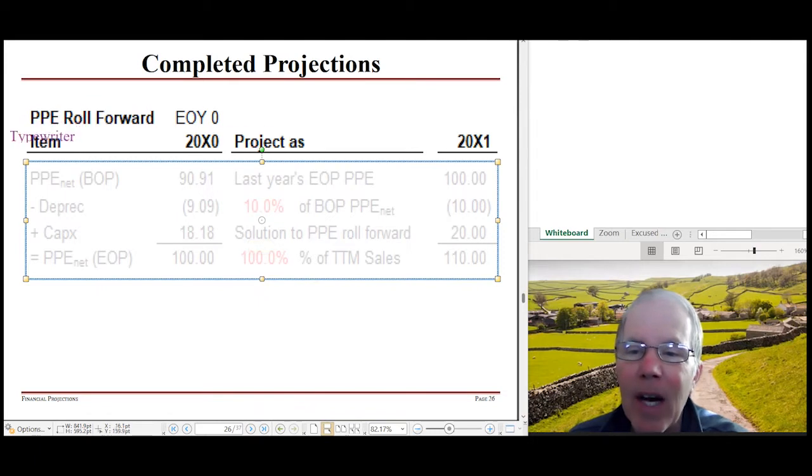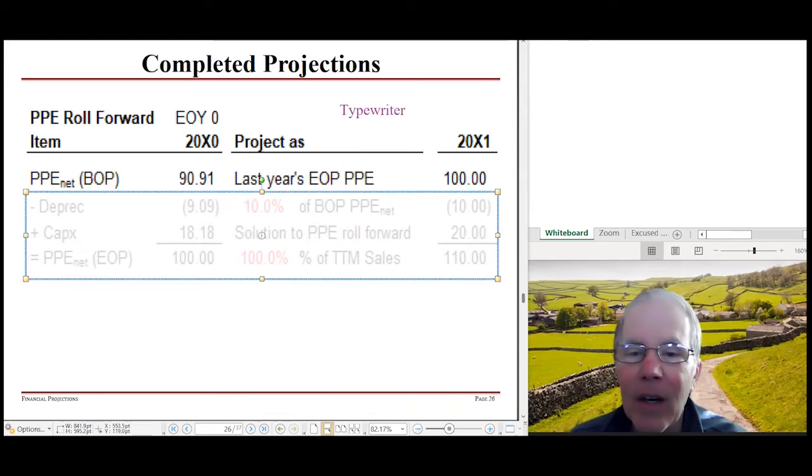So now I've got my roll forward. So here's the most recent year for our roll forward equation. And I've got how specifically we're projecting each piece. And then over here, I'm going to have my value projected for the next year, 20x1. So let's see how that works.